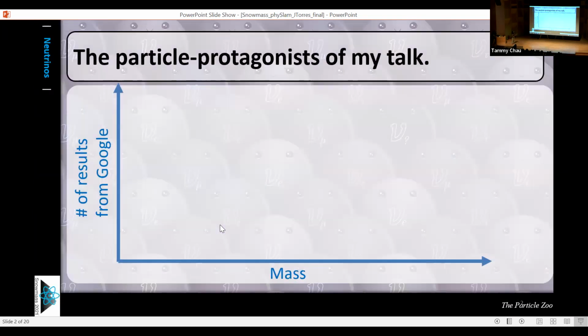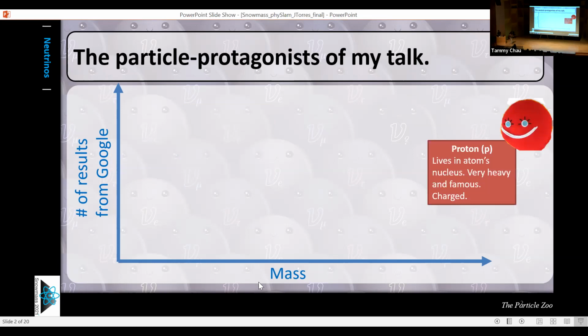Okay, so before I start, I want to introduce you the particle protagonists of my talk. I'm going to do it in this way. So you have two axes. The horizontal axis corresponds to the mass, which is related to the weight of the particle. The more you go to your right, the heavier the particle is. And on the y-axis is the number of results that you get when you Google the names of the particles. So the higher you go, the more famous these particles are.